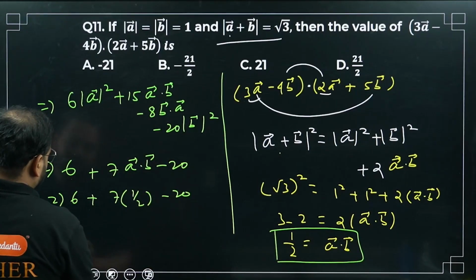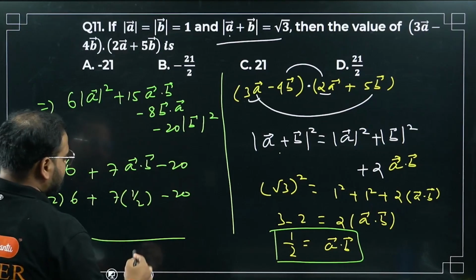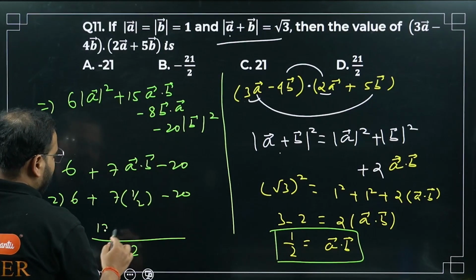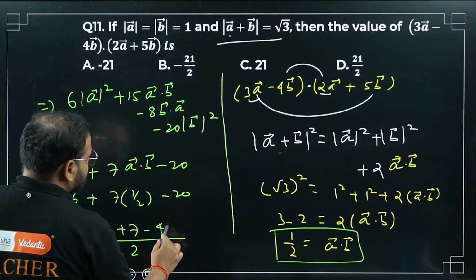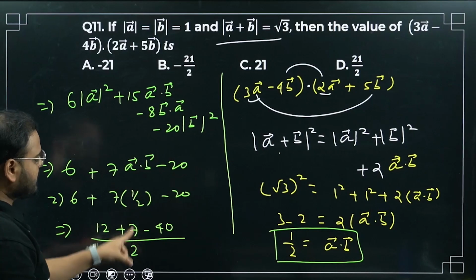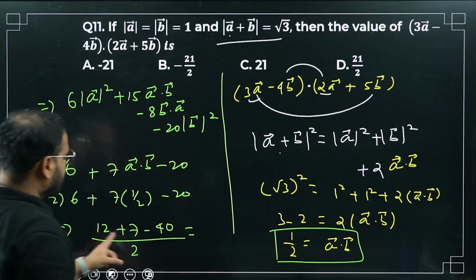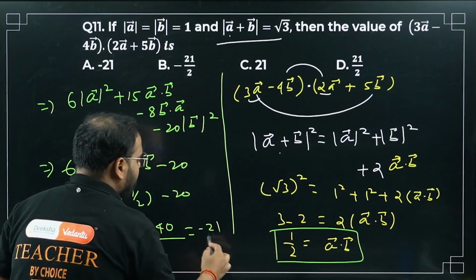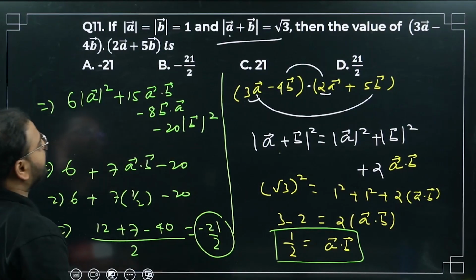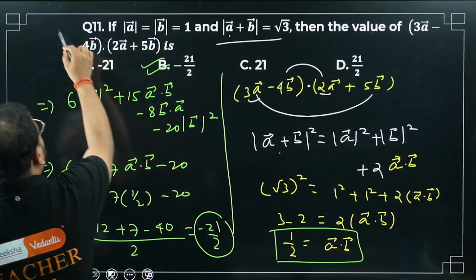Minus 20. Please have a look, take the LCM here. 2 is the LCM. So 12 plus 7 minus 40 over 2. 12 plus 7 is 19, minus 40 is minus 21. So minus 21 by 2. Option number B.